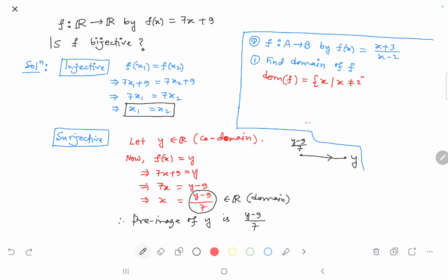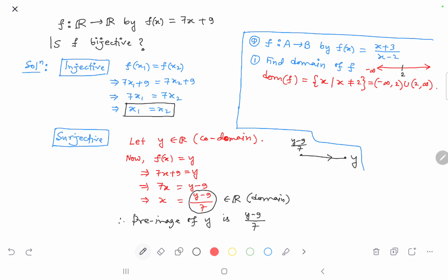So if you look at the real line, we take all numbers except 2. This means negative infinity up to 2, with 2 not allowed so a parenthesis, and then union 2 to infinity. You can also write it like that. I think you know this notation, right? So the domain is this.